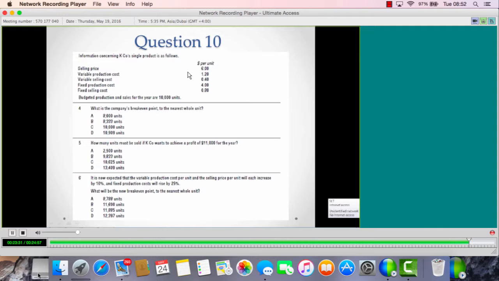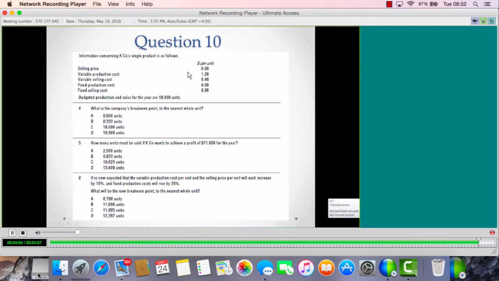How will you approach this question? I'm not sure if I'm right, but I was going to take the variable selling cost away from the variable production cost, and the fixed selling cost away from the production cost. I'd multiply that by the budgeted units, and then I'd multiply the selling price by the budgeted units as well, and then divide the costs. I've probably gone off on a tangent there.